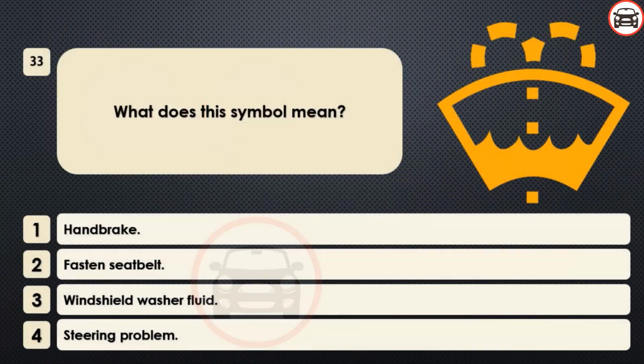What does this symbol mean? 1. Handbrake. 2. Fasten seatbelt. 3. Windshield washer fluid. 4. Steering problem.